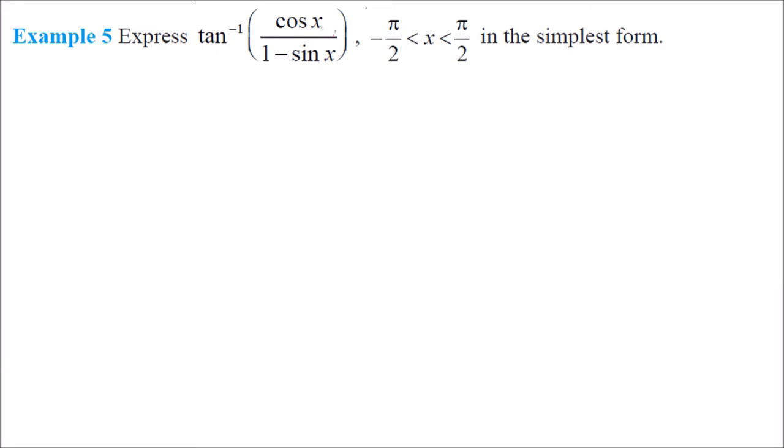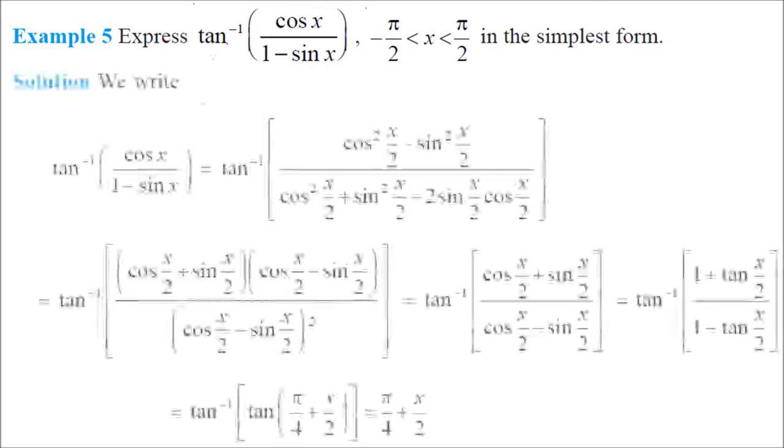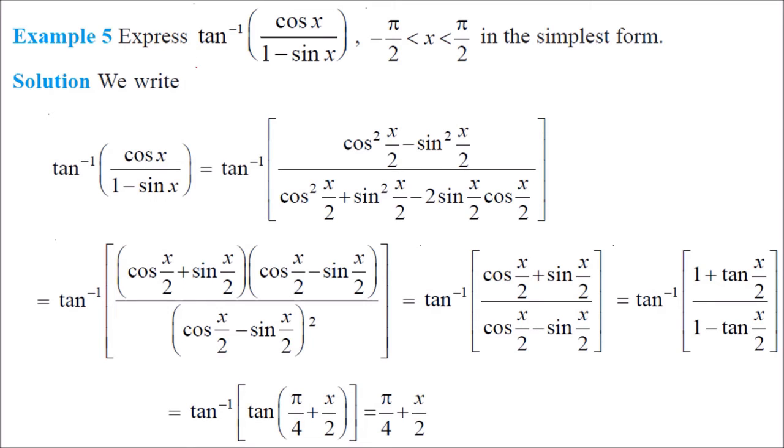Express tan inverse of cos x by 1 minus sin x in the simplest form. So there are so many methods. First method you can take is, cos x you can write as, any cos 2 theta will be equal to cos square theta minus sin square theta.